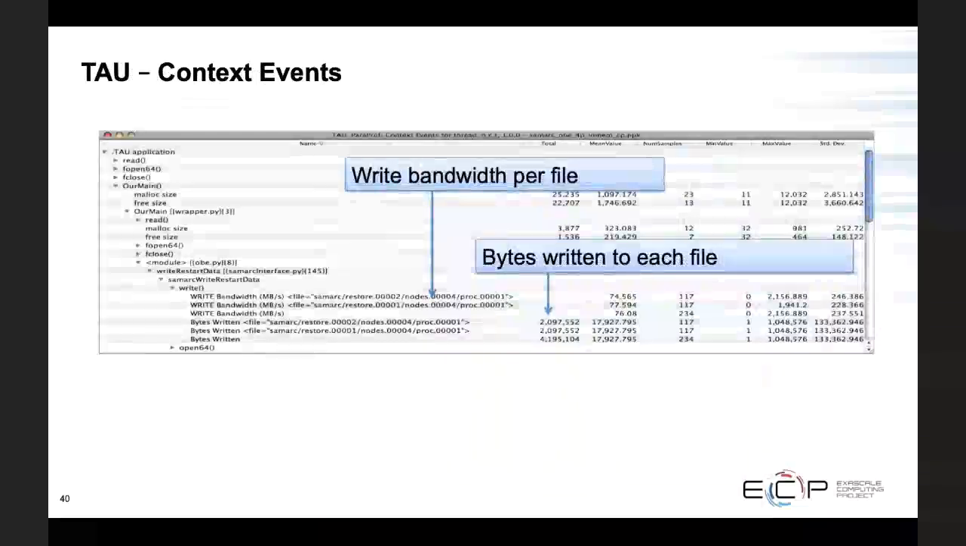We can also create context events in tau where they are not bracketed with a start and a stop, but triggered with a data item at a given point. Here we are seeing along a call stack what was the write bandwidth obtained for a given file and how many bytes were transferred, what was the megabytes per second, and how it varied during the execution with the mean, max, min values, the bytes written to each file.